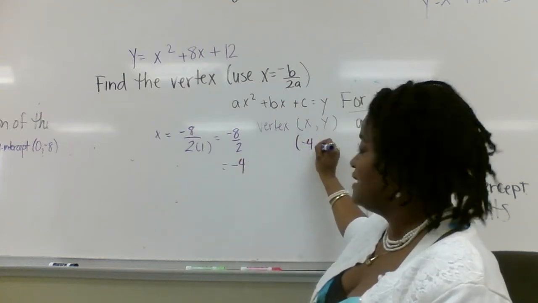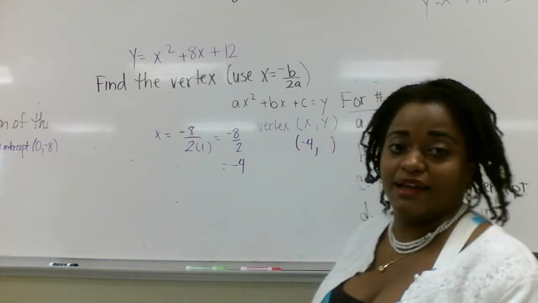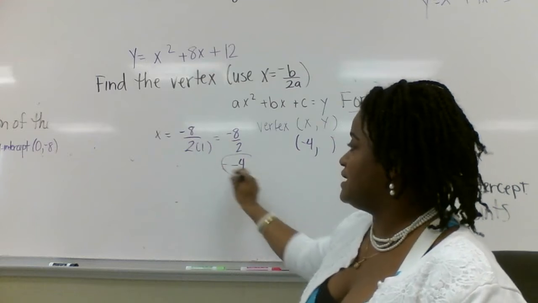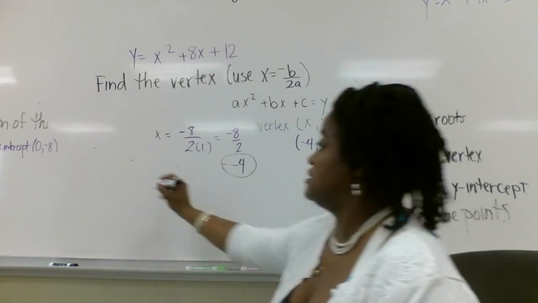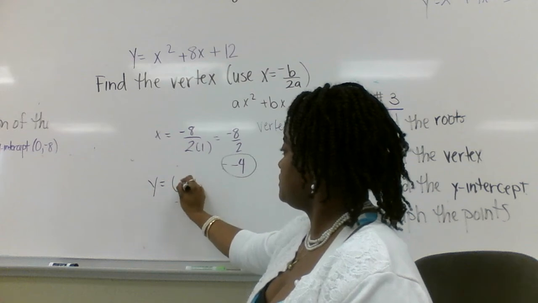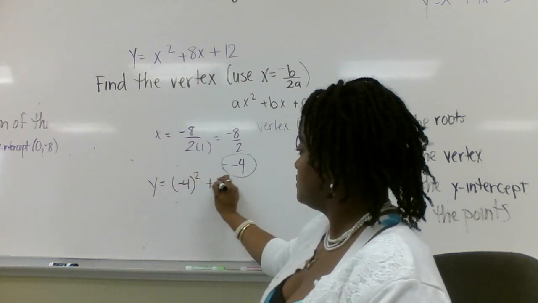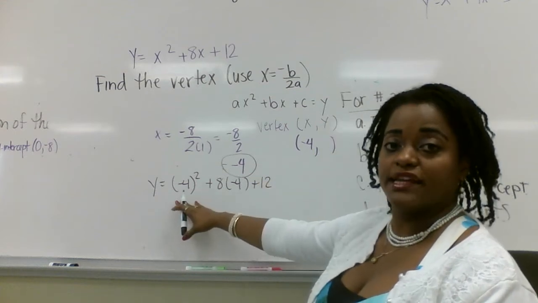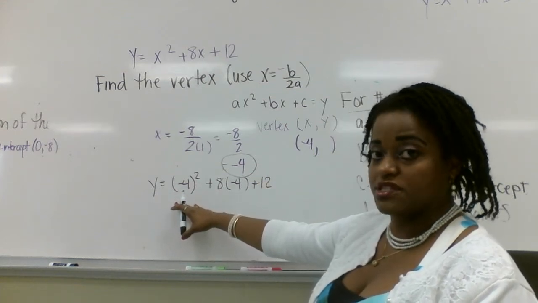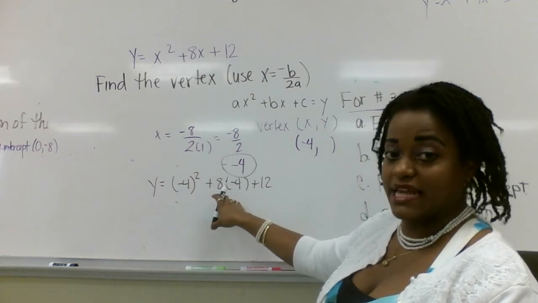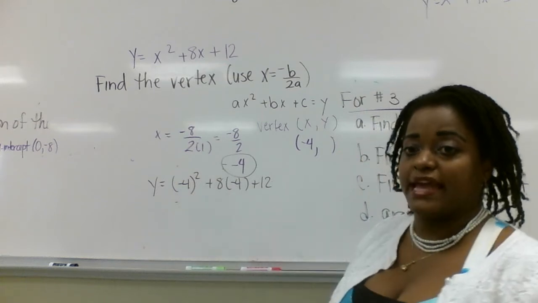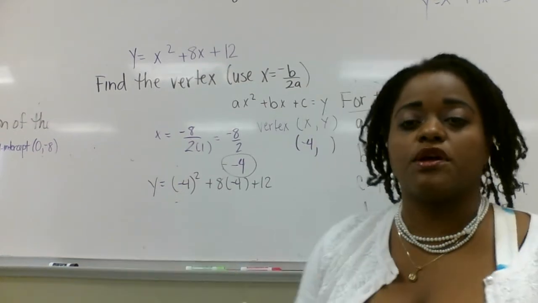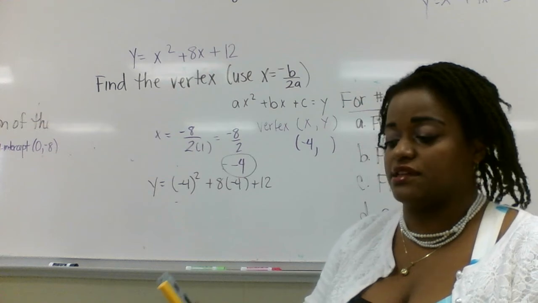So that's the x value. Yay, we have the x value. We don't have the y value. So let's do the y value, and I'll do that in a different color. We plug this number in for the x in the equation. So now we have y equals parentheses negative 4 squared plus 8 parentheses negative 4 plus 12, okay? All I did was replace the x with the negative 4.